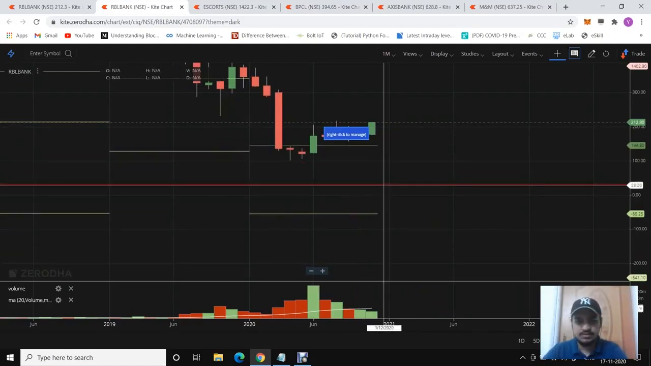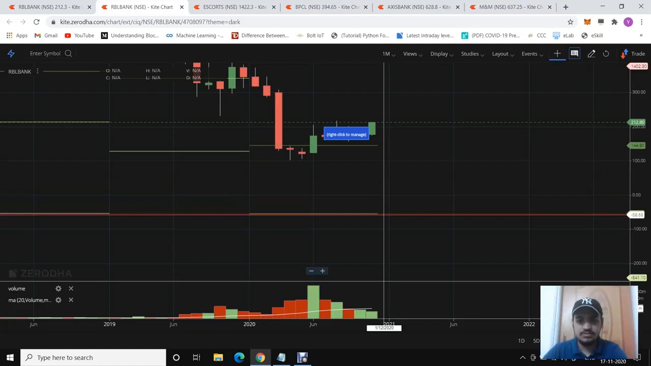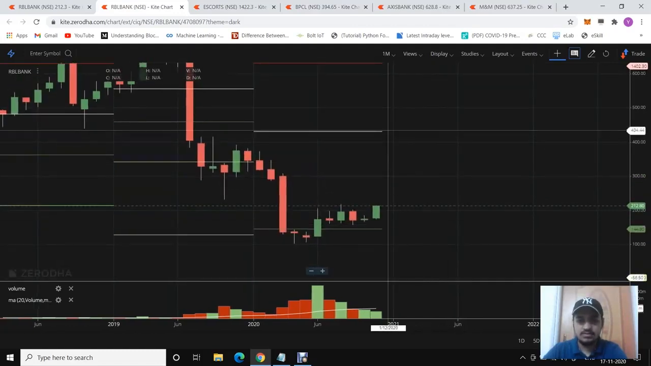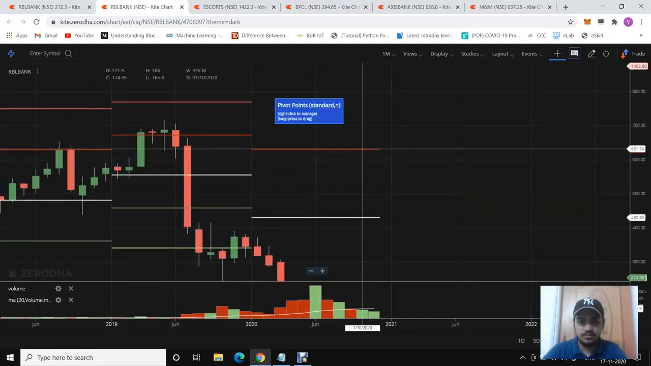So you can use this, let's say this is your S2, so I can use this S2 for my trading, or I can use this pivot point, or I can use this R1 for my smaller time frame trades. These are the same support resistance levels, the only thing is that they are ready-made.